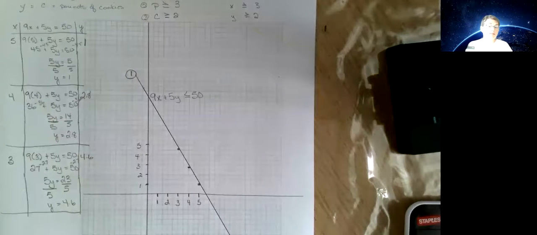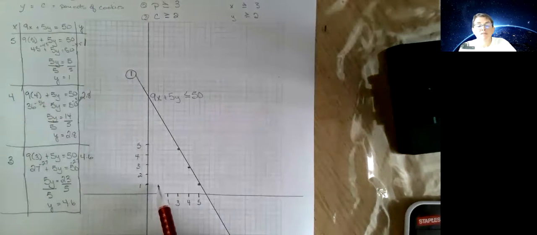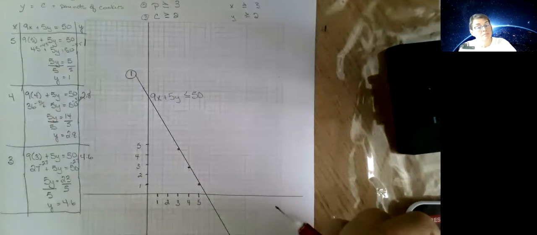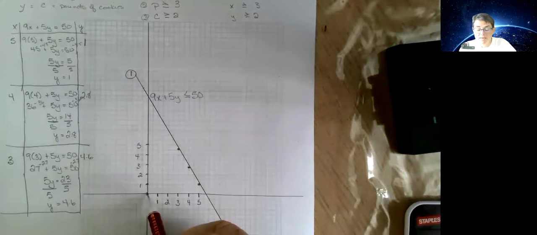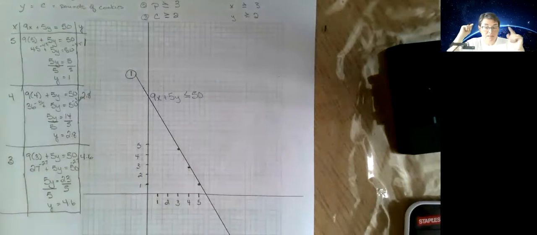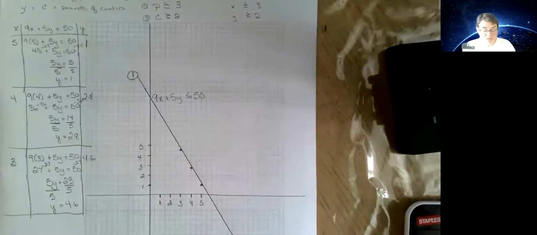Now, I don't think you guys have done enough. Which side do you think it is? Is it going to be this side that's going to be less than 50, or this side that's going to be less than 50? Yeah, me too. I agree with this one because I already know that if I buy nothing, that's going to be less than $50. But that's not good enough. We got to do our checkpoints.